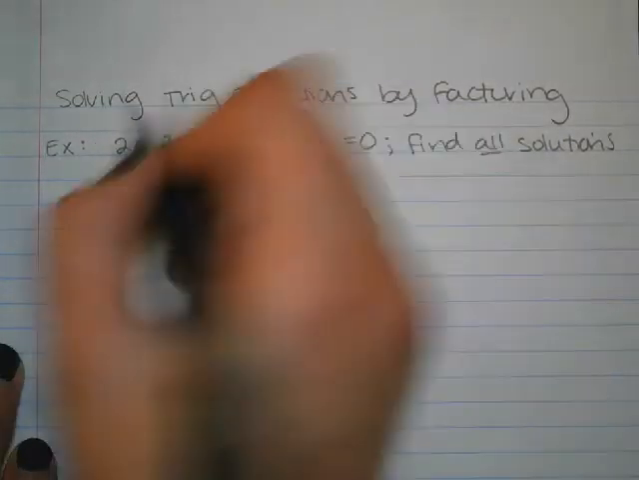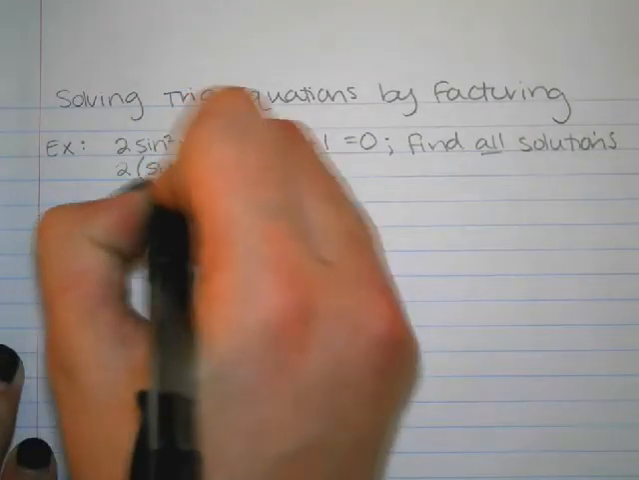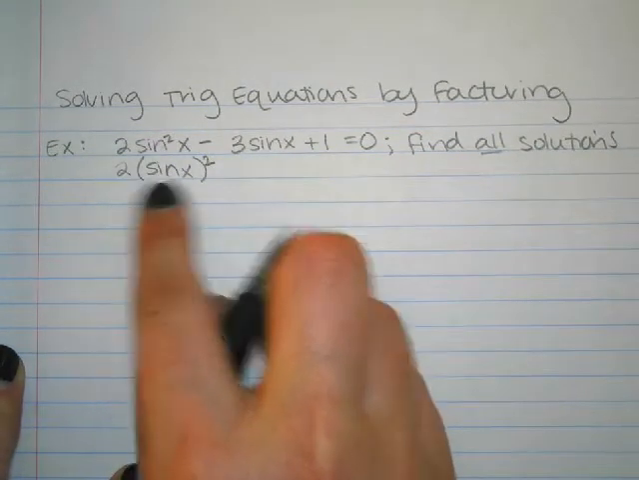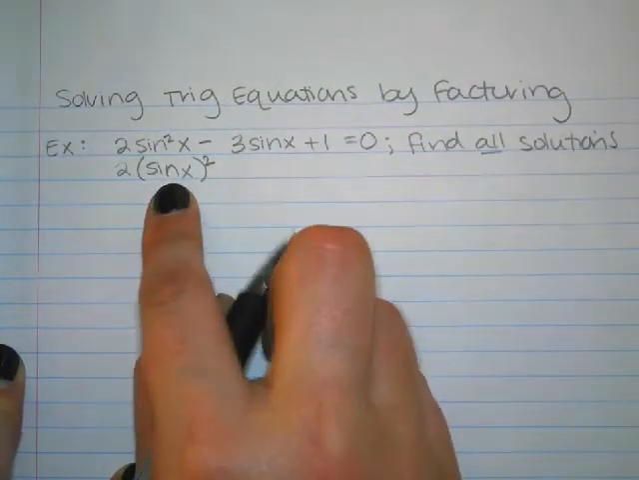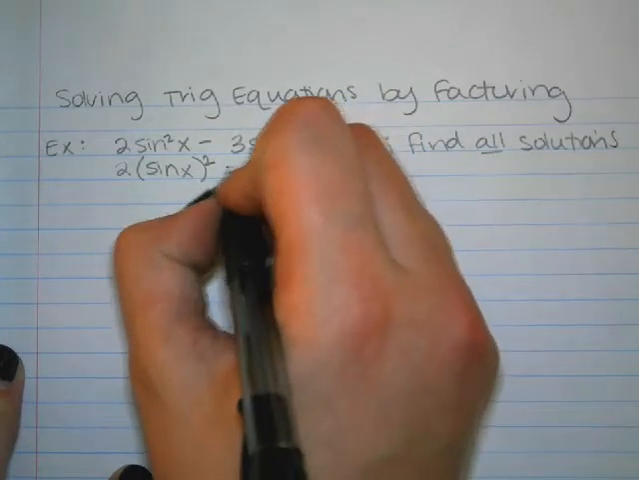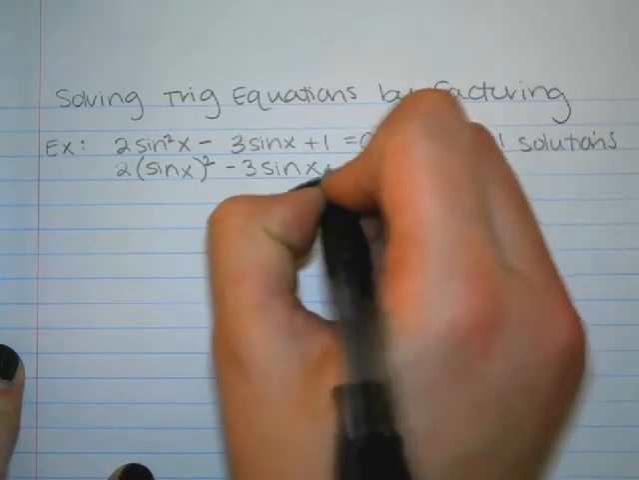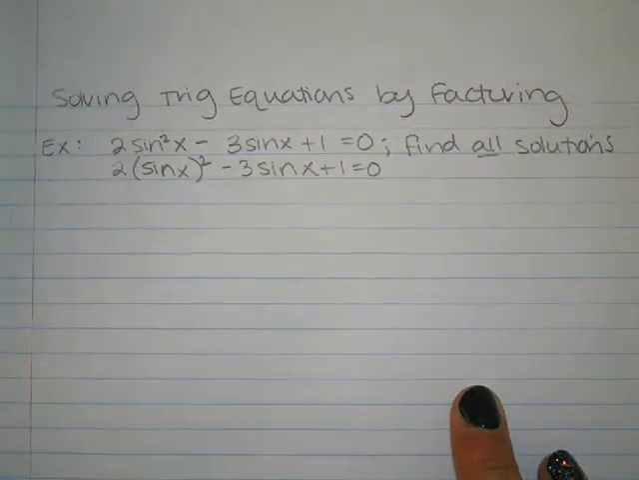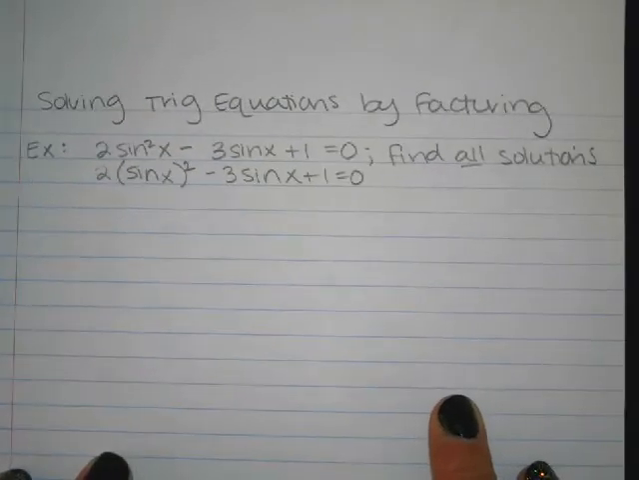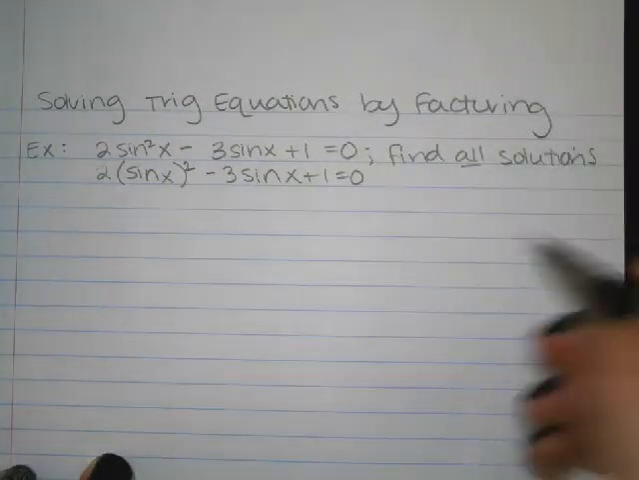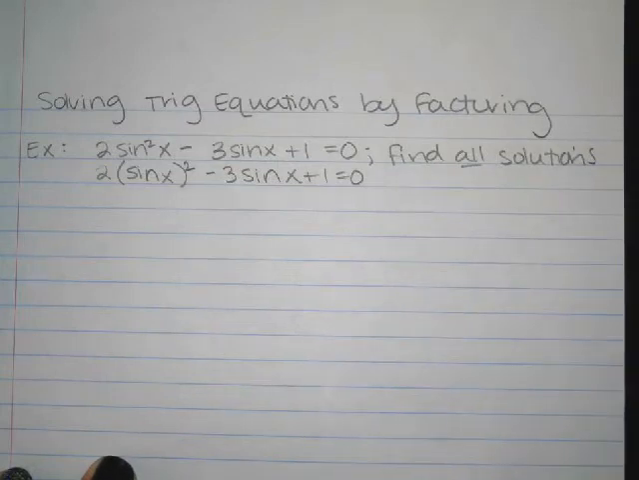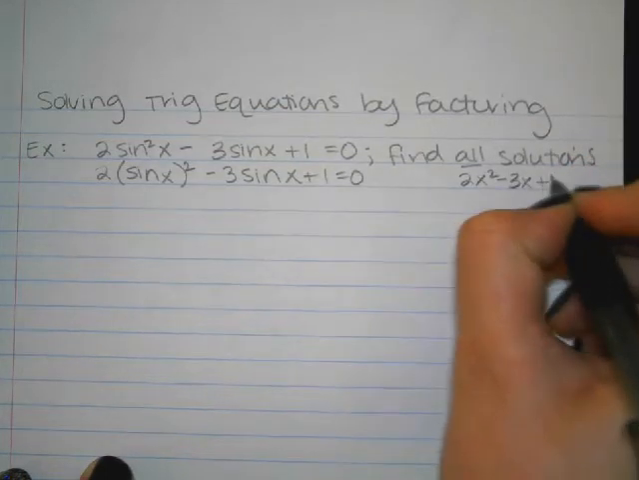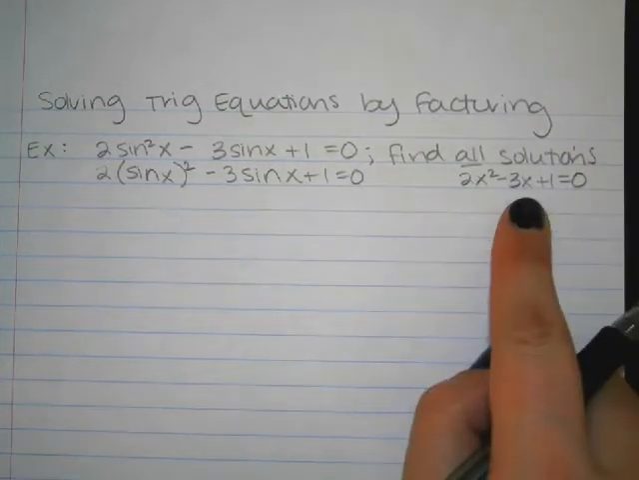So the first thing I'm going to do is rewrite this so that I understand what that squared means. So it's 2, and the sine x is being multiplied by itself. Okay, so 2 times sine x squared minus 3 sine x plus 1. All right. Now, off to the side, I'm going to translate this from trig into a normal problem so that you can see how each of the steps would go. So this is like if we were factoring the problem 2x squared minus 3x plus 1 equals 0. That's basically what we're doing.